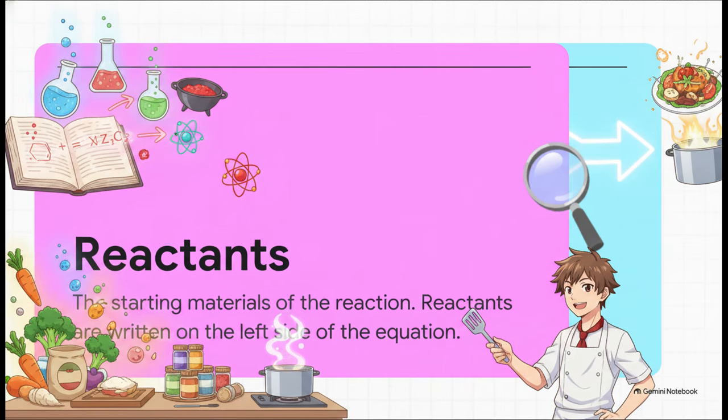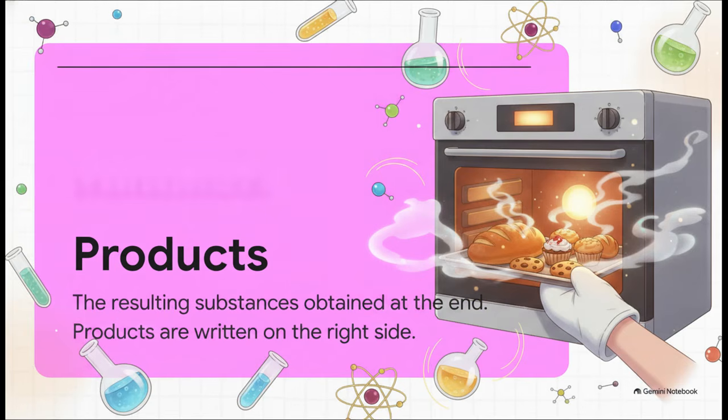Think of this like cooking. Your reactants, they're the raw ingredients you pull out of your pantry before you even think about turning on the stove. And then on the flip side, we have our products. These are the resulting substances you get at the very end of the reaction, and we write these over on the right-hand side. Going back to our cooking analogy, the products are the final dish you pull out of the oven. They are completely transformed from what you started with.